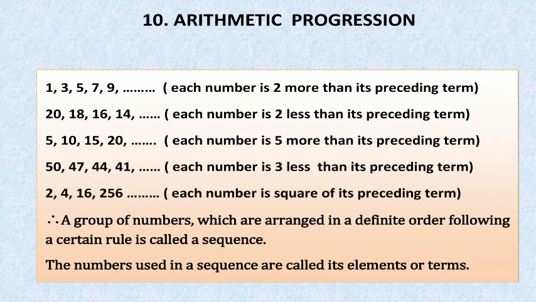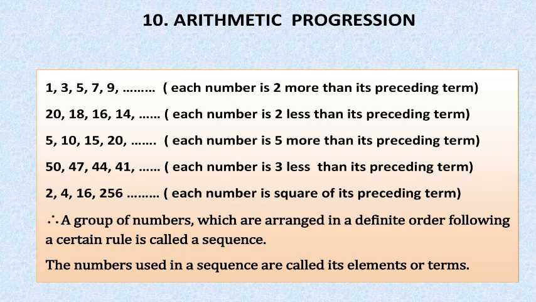The rule followed is each number is 2 more than its preceding term. Similarly, in the second example, each number is 2 less than its preceding term. In the third example, each number is 5 more than its preceding term. In the next example, number 4, each number is 3 less than its preceding term. And at the last, each number is a square of its preceding term. So in the above, the 5 examples are written over here.